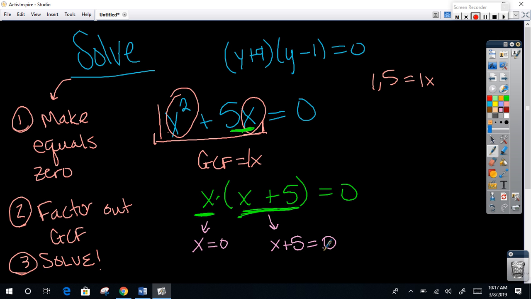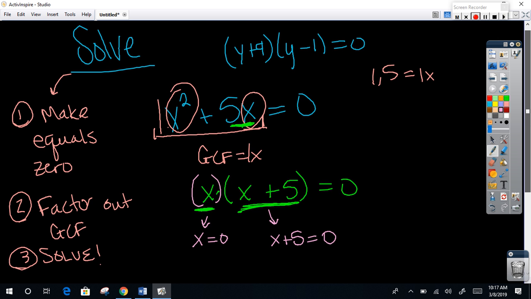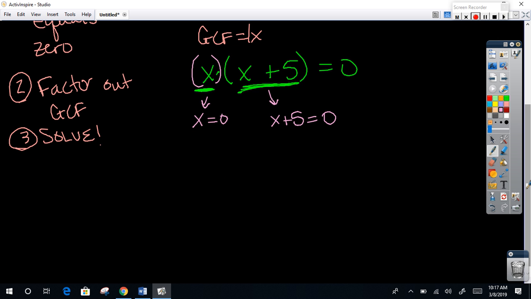This could be 0. The only difference is this is not x plus something, it's just x by itself. I still set it equal to 0. The first one's already solved. That's easy, right? So what are my two answers?